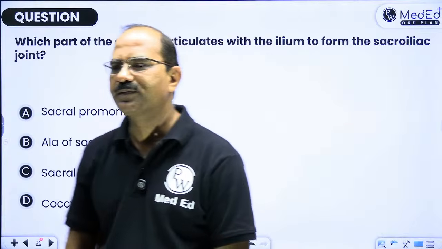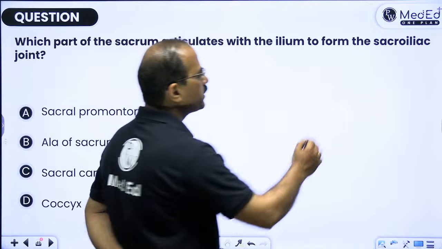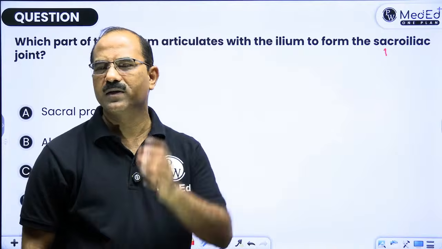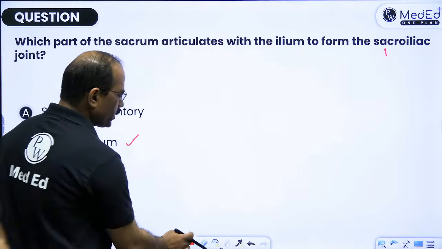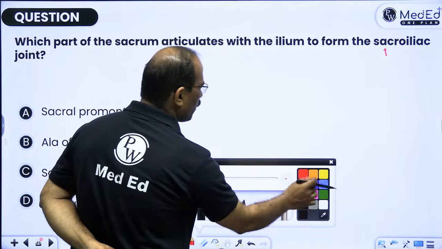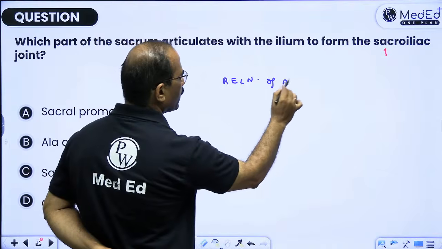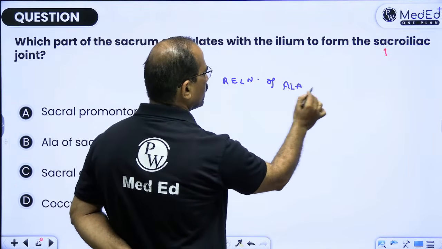sacroiliac joint. Sacroiliac joint, what is the type of joint? It's a cartilaginous joint. Fine. You tell me, what are the relations of the ala of sacrum?